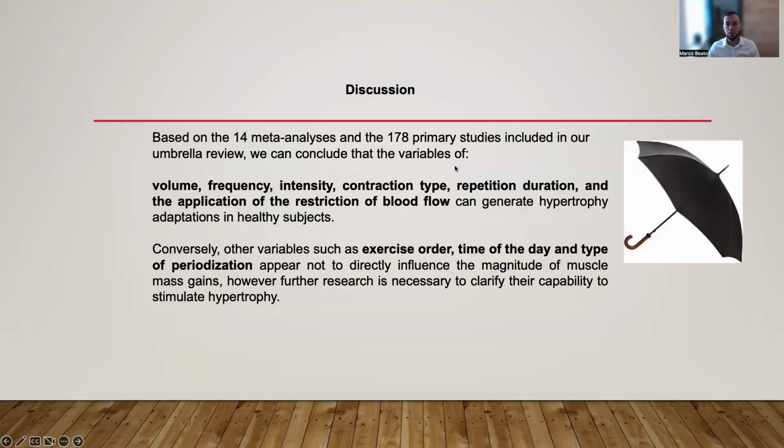Based on the studies analyzed, we can say that volume, frequency, intensity, contraction type, repetition duration, and the application of blood flow restriction can generate hypertrophy adaptation in healthy subjects. Conversely, other variables such as exercise order, time of the day, and type of periodization appear not to directly influence the magnitude of muscle mass gains. However, further research is necessary to clarify their capability to stimulate hypertrophy.